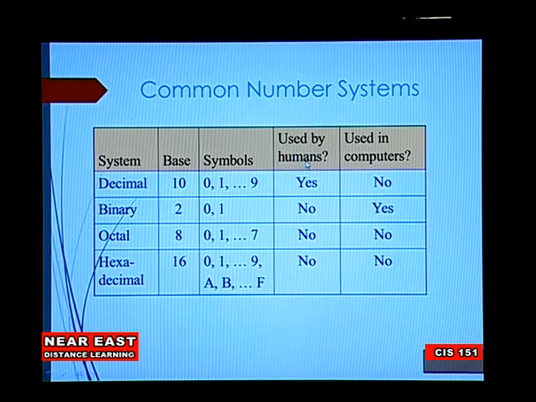Which ones are used by humans? Decimal is used by humans. Binary is not used by humans, octal is not used by humans, and hexadecimal is not used by humans. But let's see if they are used by the computer or not. All of them are not used by the computer except binary. So binary is the only one which is used in the computer.